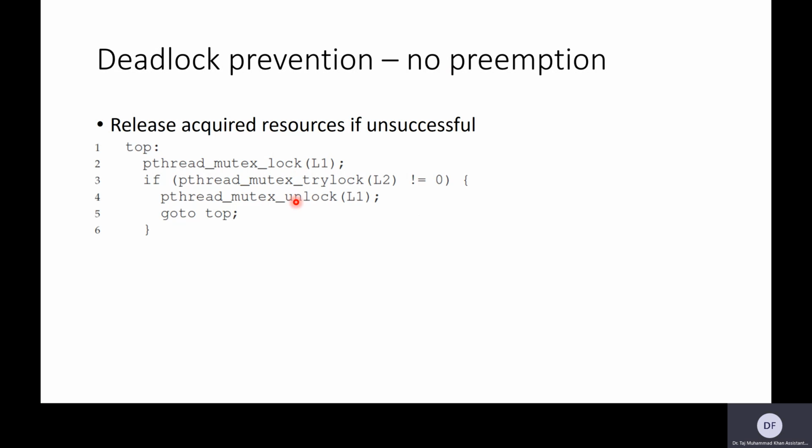This way, since it has released L1, if another thread was waiting for L1, that thread will get L1 and it will be able to make progress. So we will avoid a deadlock. This is a preemption mechanism in which a thread releases all the resources that it is already holding if it detects that there was a problem in acquiring further resources. This is also a method to prevent deadlocks and break circular wait so that some thread can make progress.